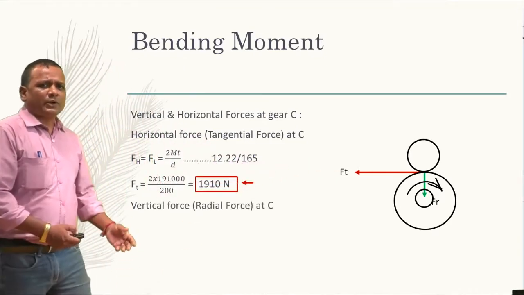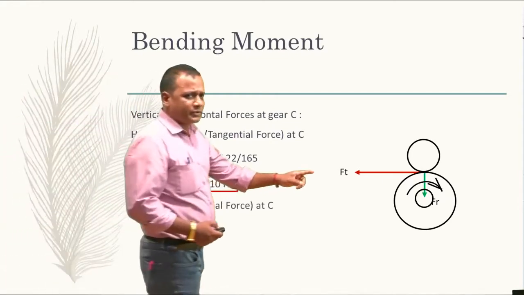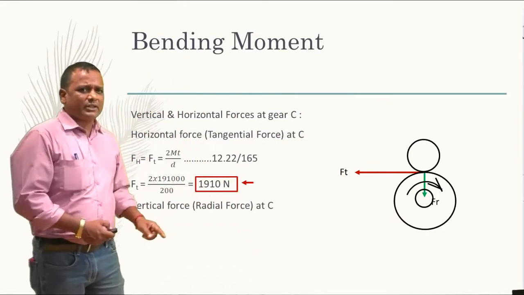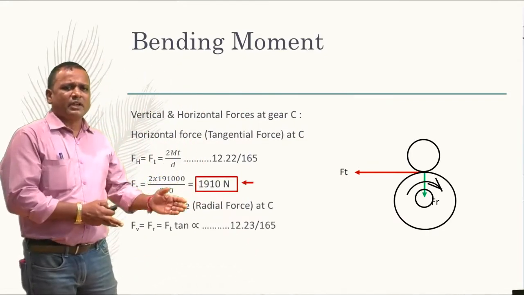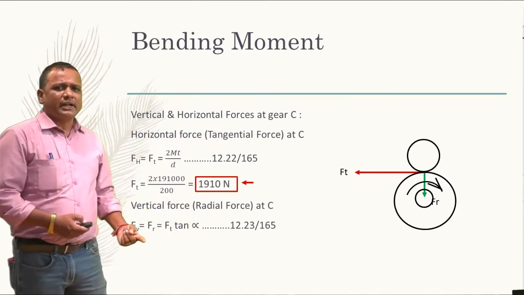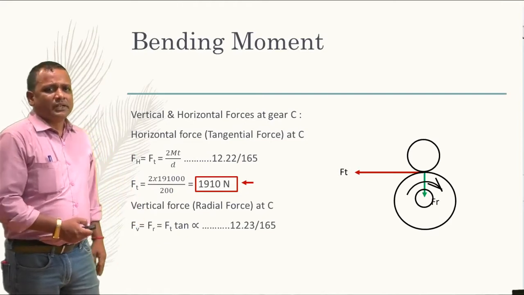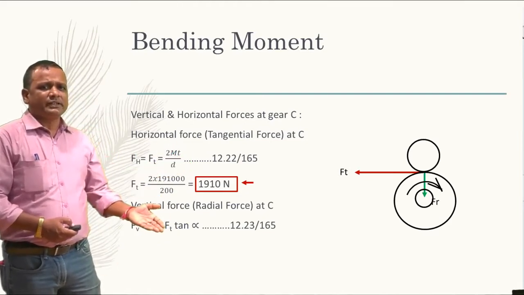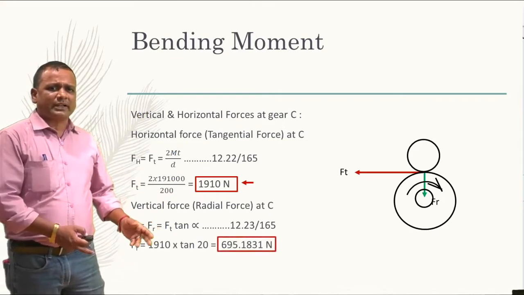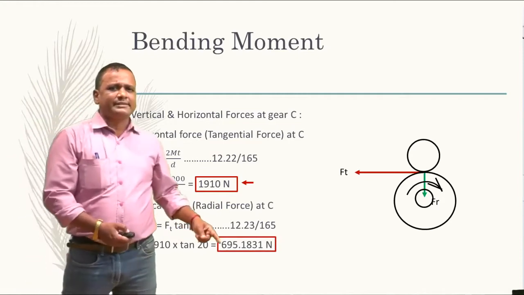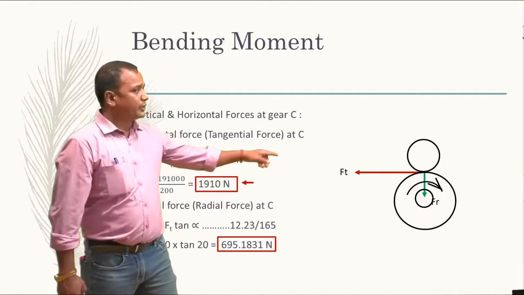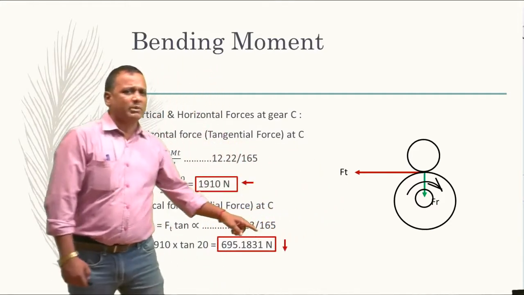Now, in order to find the vertical force, as you can see here, the vertical force in this section would be the radial force. From the same page number, equation 12.23 says Fr is equal to Ft into tan alpha. Substituting the value of Ft into this, and alpha is equal to 20 degrees, the vertical force that I get is 695.1831 Newton, and the direction is downwards. As you can see over here, the direction is downwards, which is what I have mentioned here even.